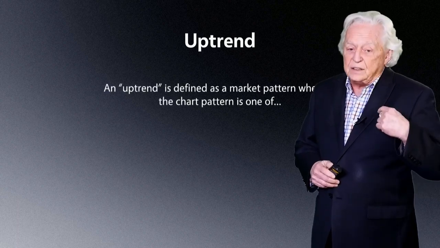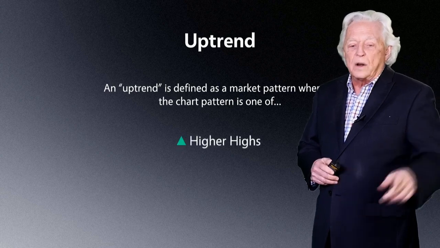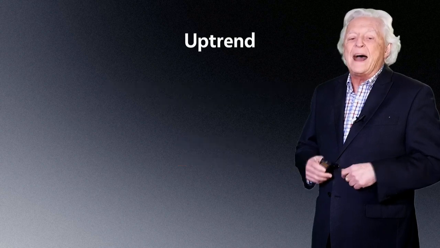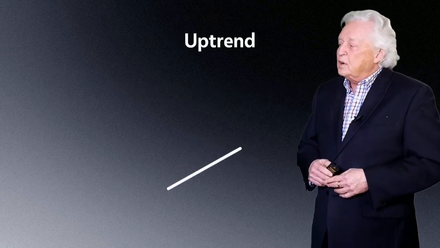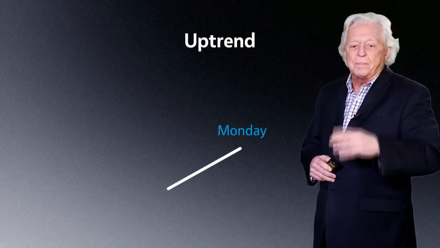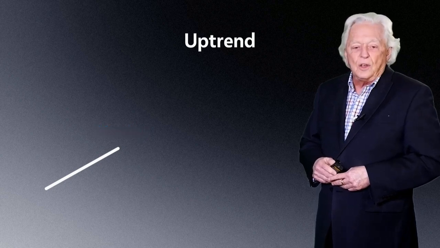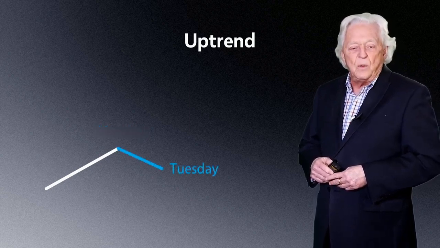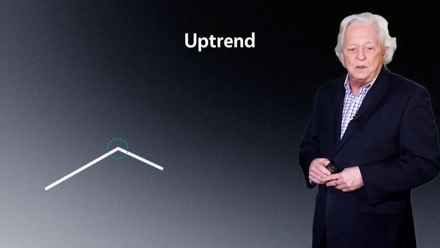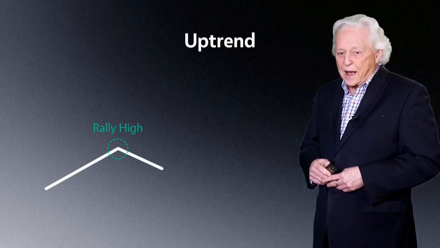An uptrend, as I define it, is a market pattern whereby the chart pattern is one of higher highs and higher lows. You see that? But how do you see that on a chart, right? So let's assume we get a line coming up just this way. We'll call that Monday. So we had an up day on a Monday. Then the market, I'll move that over for you, slips back. And on Tuesday, we get the market coming down. What do we have right here? Well, we have an apex, I think you'd agree. And that apex is going to be what I call the rally high.